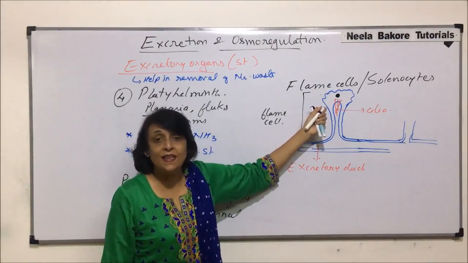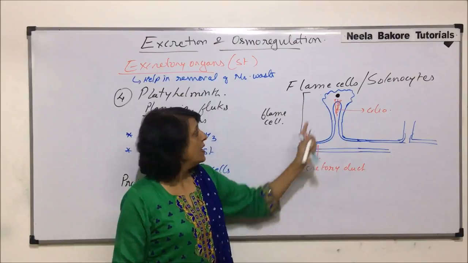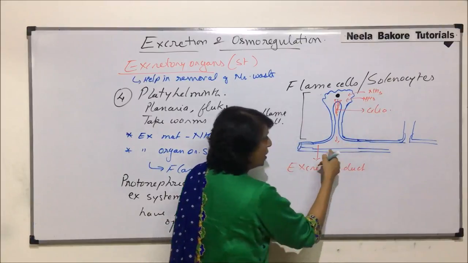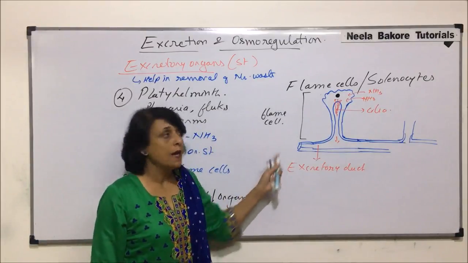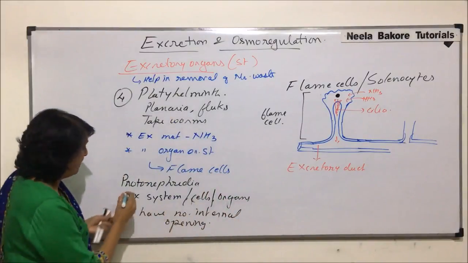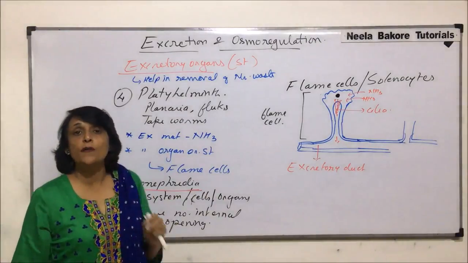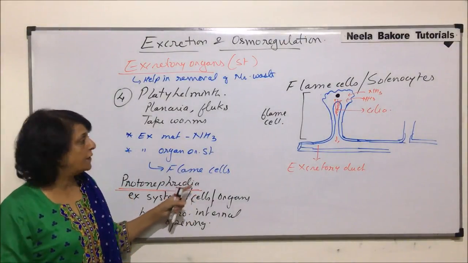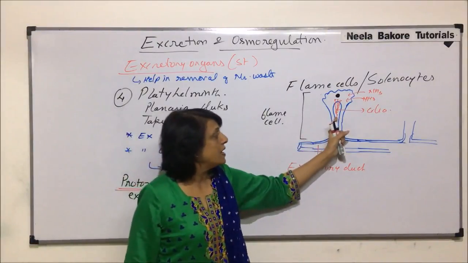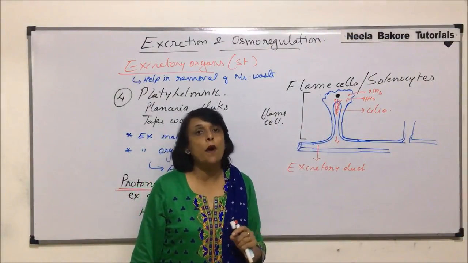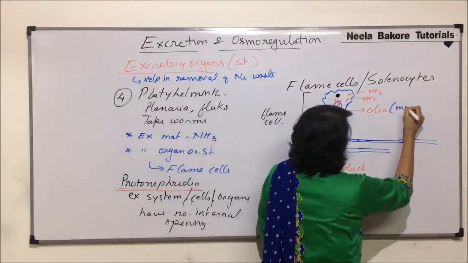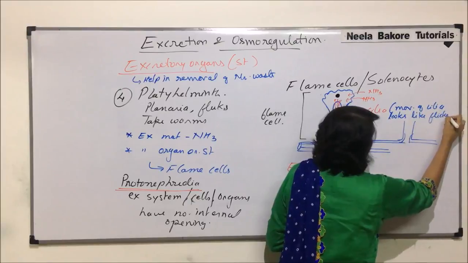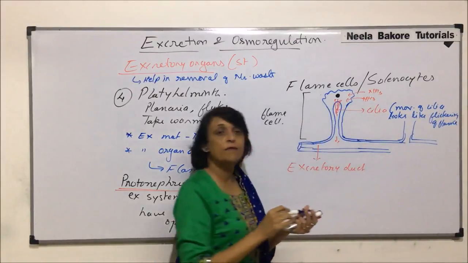The waste material is being collected by the cells. So there is a network of these cells. They keep collecting the waste from the surrounding. So the waste, that is ammonia, is collected and it is poured here, and this excretory duct takes it out of the body. But we don't see any internal opening, and that is why this excretory system or structure is known as protonephridia. Protonephridia: there is an external opening but no internal opening. And the reason why these cells are called flame cells is that the cilia, when they move, their movement looks like flickering of flame. So here we will write: movement of cilia looks like flickering of flame, and that is why the term flame cells.